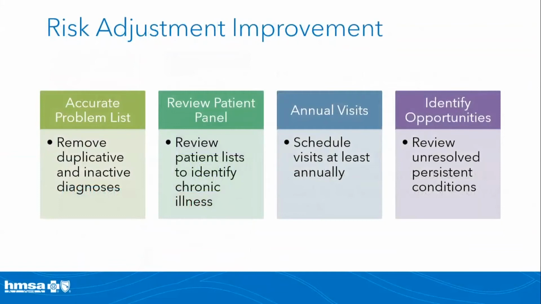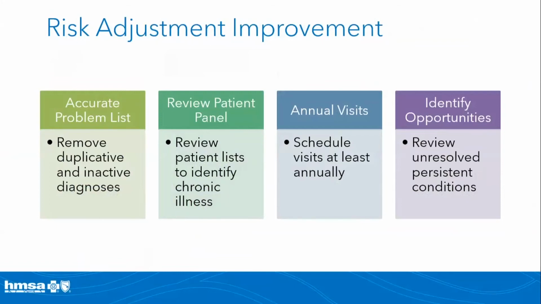There are many ways you can improve your risk adjustment scores. And by improve, what I really mean is just to make them more accurate. Many provider offices have been using EMRs for many years, and this results in a lot of data and possibly inaccurate problem lists for some patients. You want to be sure to remove any duplicative and any inactive diagnoses. Review your patient panel to identify those patients with chronic diseases. Then identify those patients with chronic conditions who haven't yet been seen during the calendar year.